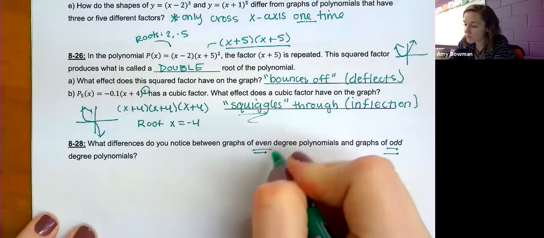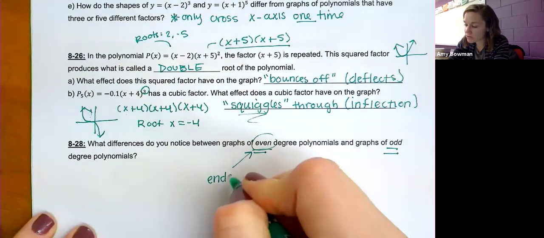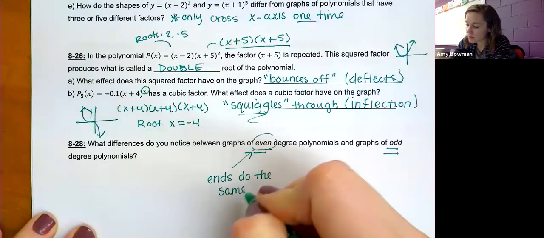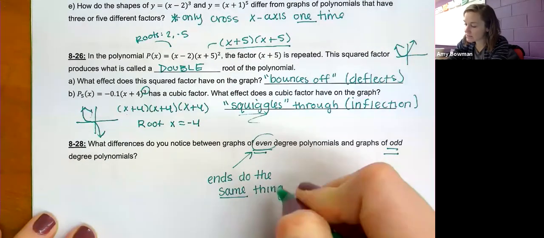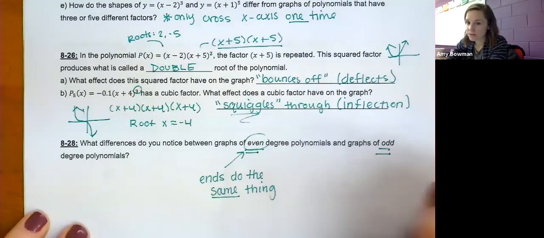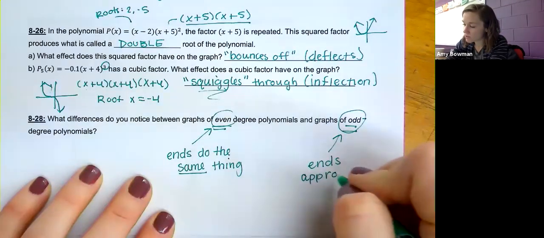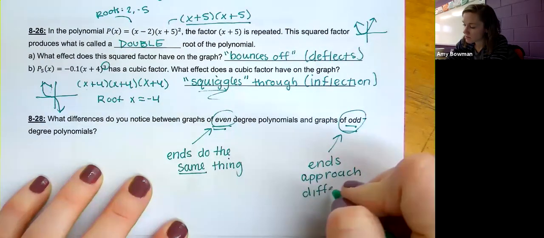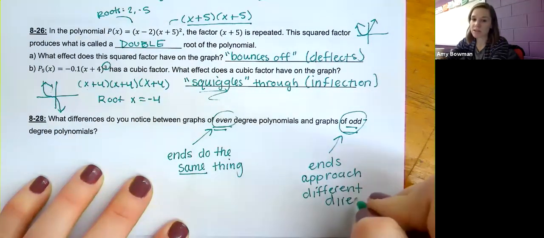So with even degree functions, the ends behavior, the ends of the graph do the same thing, meaning they go in the same direction. Odd degree functions, I'll word this one differently, the ends approach different directions. So that's going to be helpful to us when we start building these graphs.